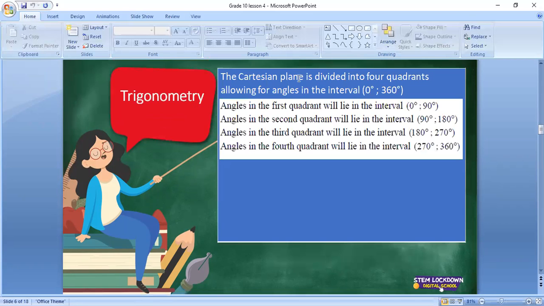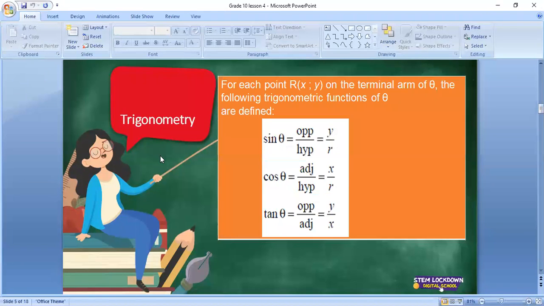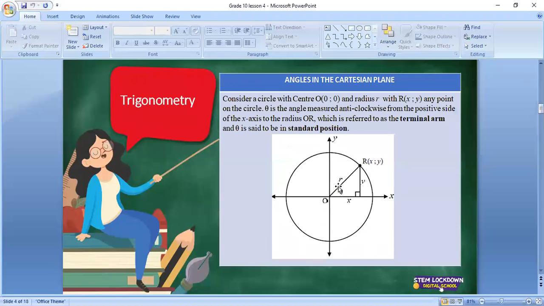Right. Now, the Cartesian plane is divided into 4 quadrants. Let's refer to the first Cartesian plane we had here. So there are 4 quadrants basically. From 0 here, this x-axis up to y here, this is the first quadrant, between 0 and 90. We refer to it as the first quadrant.